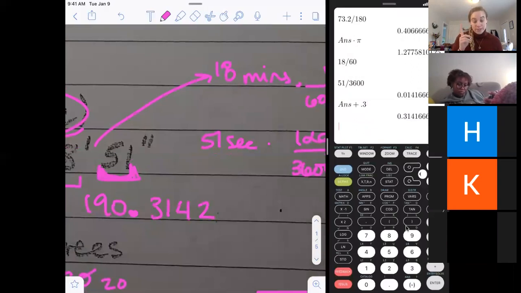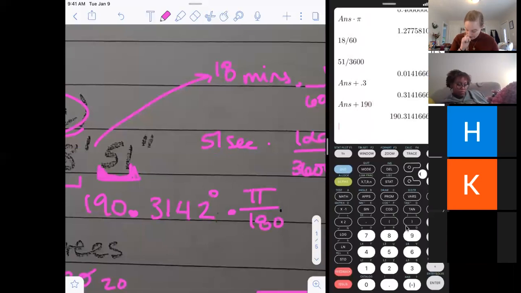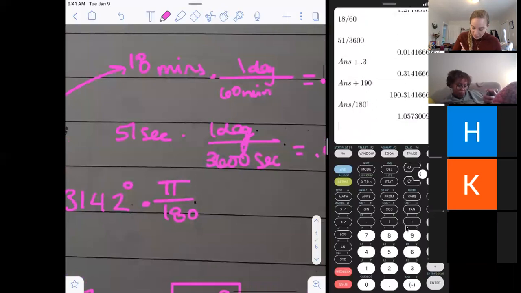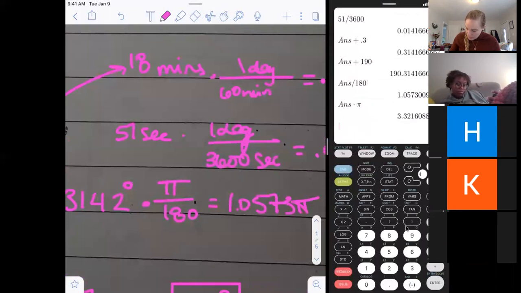So I know that was a lot of work for the first step, but the first step was to go from degrees, minutes, seconds to just normal degrees. And now my second step is to go from degrees to radians. So I'm going to multiply by my conversion by pi over 180. Again, if you want to leave pi in your answer, I'm just going to do my 190 decimal divided by 180. And so if I kept pi in my answer, it'd be 1.0573 pi. And if you decided to multiply pi through that, it would be 3.3216.